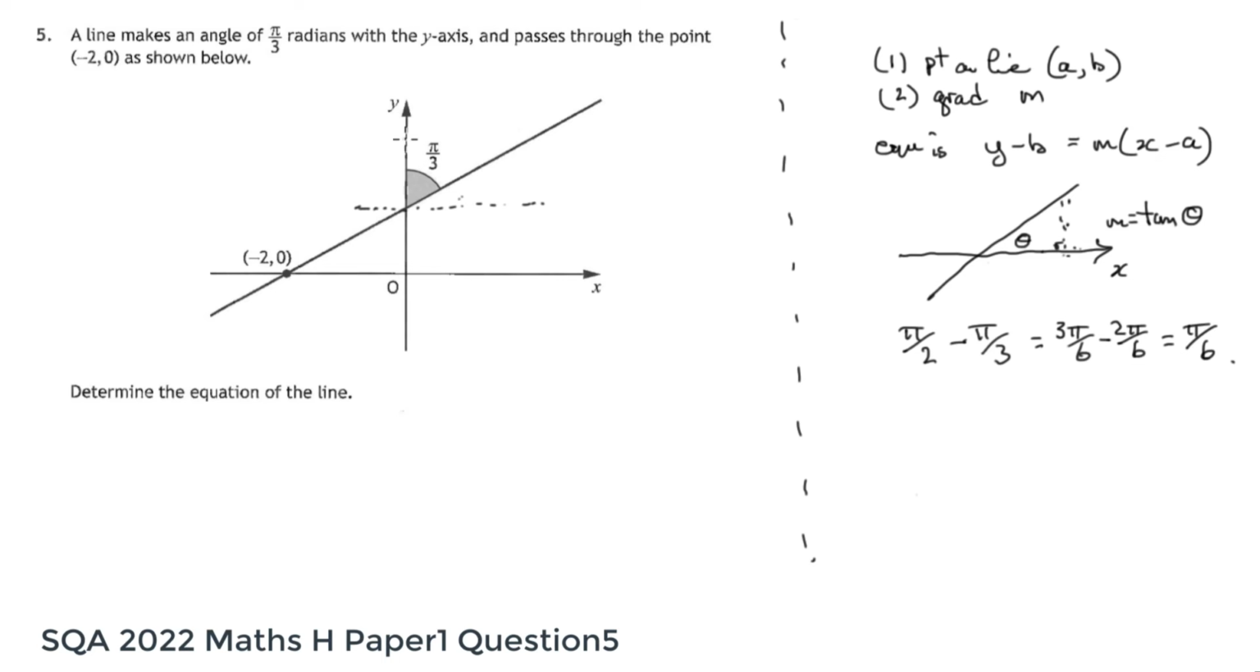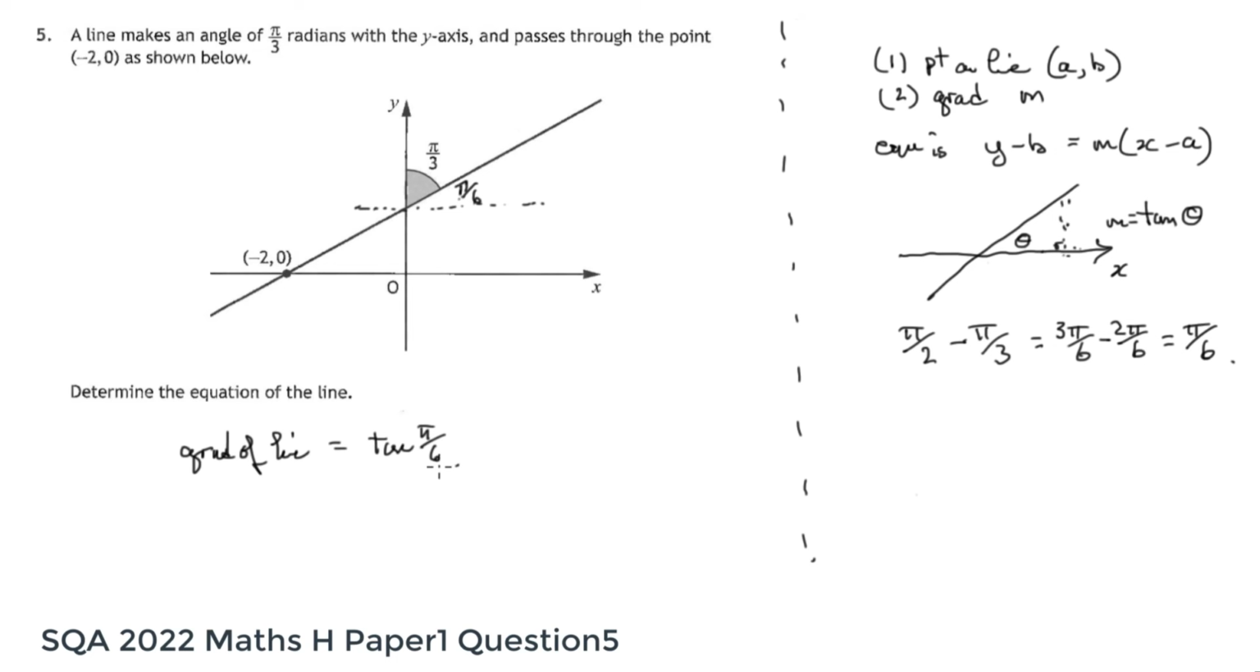And if we take 60 from 90, we get 30. So this is 30 degrees, which is pi upon 6. So that's it worked in radians, but you can convert if it's easier for you. So that angle in there is pi upon 6. So the gradient of this line will be the tan of pi upon 6.